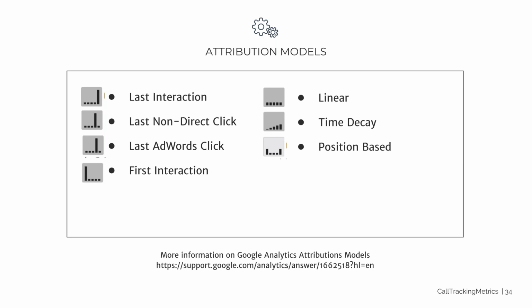So they have last touch, last non-direct, last AdWords click, first touch, linear, which is going to share it evenly, time decay, which is going to give more credit to the touch points closer to the conversion, and position-based, which like AdWords is going to give 20% to the first and the last, and then distribute the other 40%. Oh, I said that backwards. Distribute the other 20% evenly amongst the other touch points. So then why are we talking about attribution?